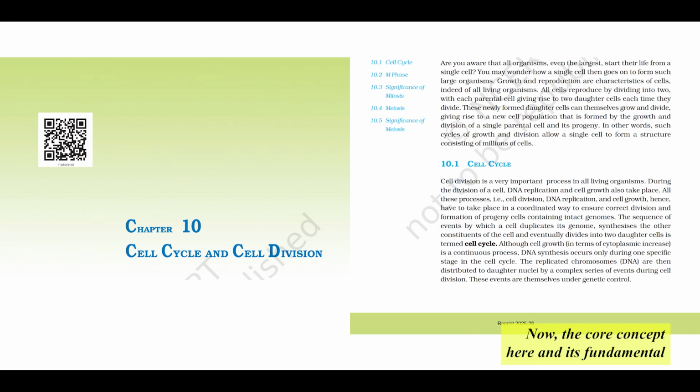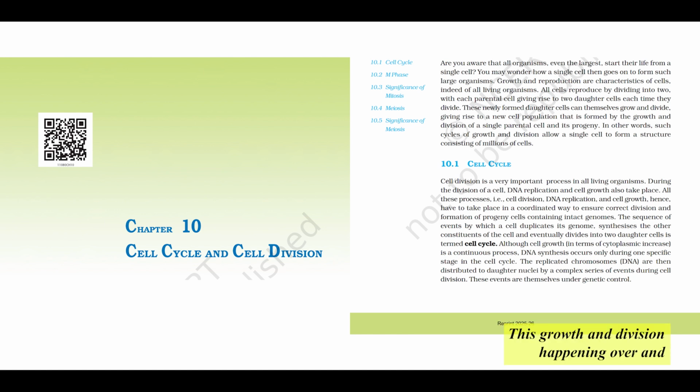Now, the core concept here, and it's fundamental, is that all organisms, even the largest ones you can imagine, start from just a single cell. Growth and reproduction, these are fundamental characteristics of all living organisms. We know this. And cells reproduce simply by dividing into two. Then these new cells, these daughter cells, they can grow and divide again. So that's how we get from one cell to us, with millions of cells.